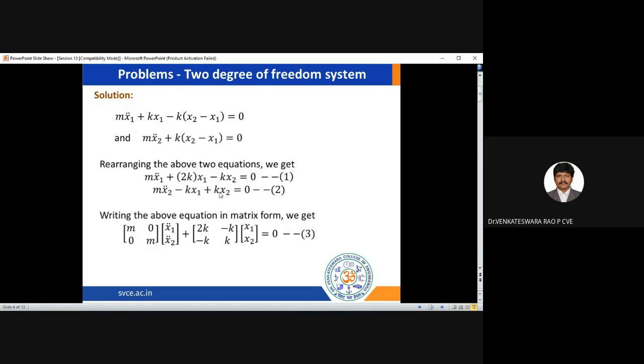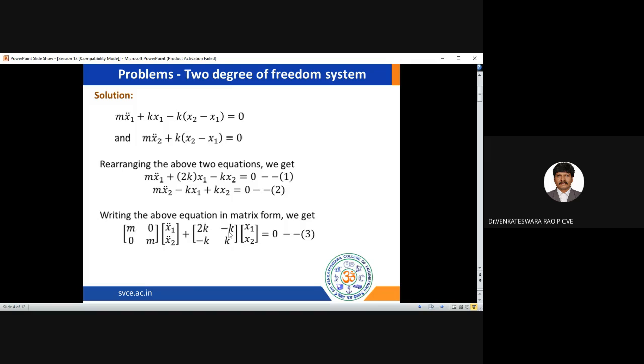You should not write, for example, if you take the second equation after the free body diagram, it has k into x2 first. If you simplify, what we get is k into x2 minus k x1. But if you write like that, you may end up with wrong things. So always write the coefficient of stiffness multiplied with x1 displacement first, then x2. That order should be followed. Then it is easy to write the stiffness matrix 2k, minus k, minus k, k. Simply you can write it.